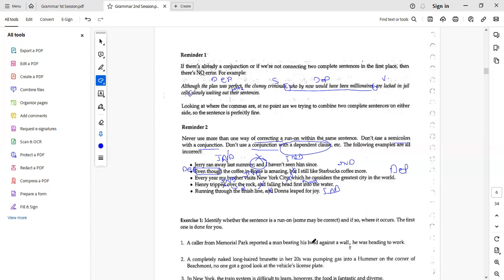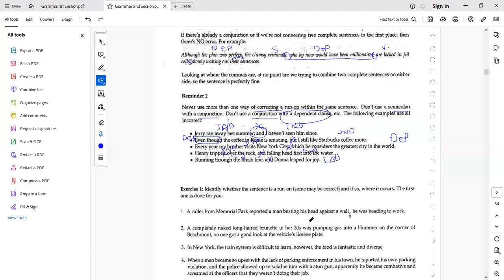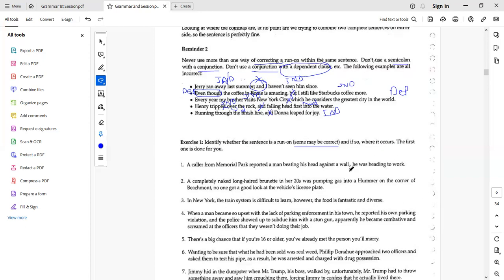Now, the exercise that we're going to solve together. It said, identify whether the sentence is a run-on, meaning it has a mistake. He told us that some may be correct. If it's wrong, just correct it. The first one was given to us. A caller from Memorial Park reported a man beating his head against a wall.